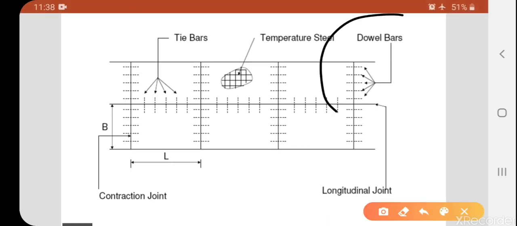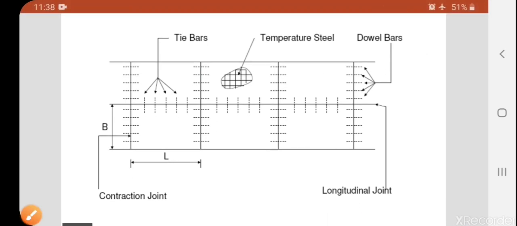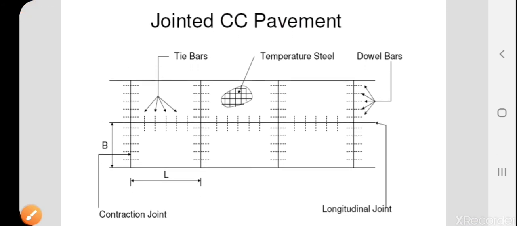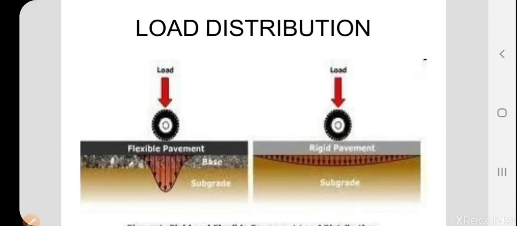So these are the dowel bars, connected with the longitudinal and cross-sectional bars, and these are the tie bars. In the examination, they may ask what are jointed CC pavement roads. Next comes load distribution.